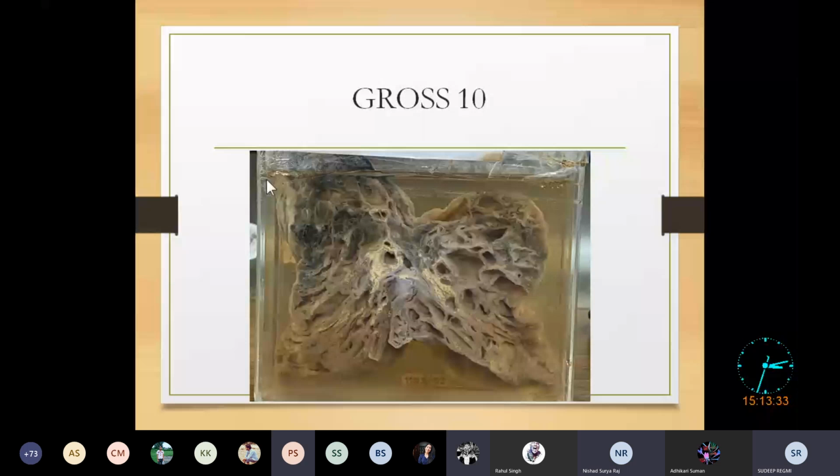Bronchiectasis. Very good. Now this is bronchiectasis. Why bronchiectasis? Enlarged, dilated airways extending up to the pleura. Very good.